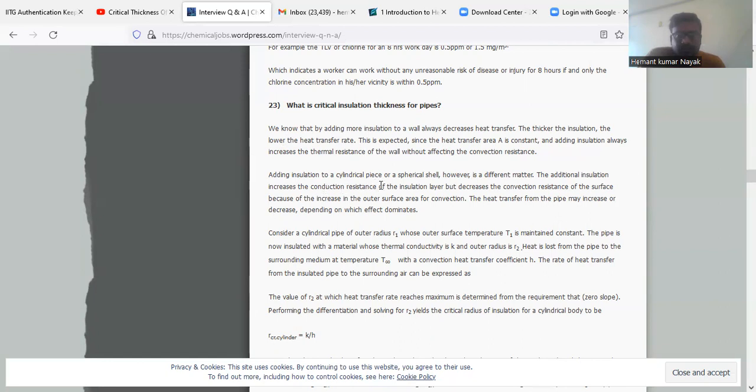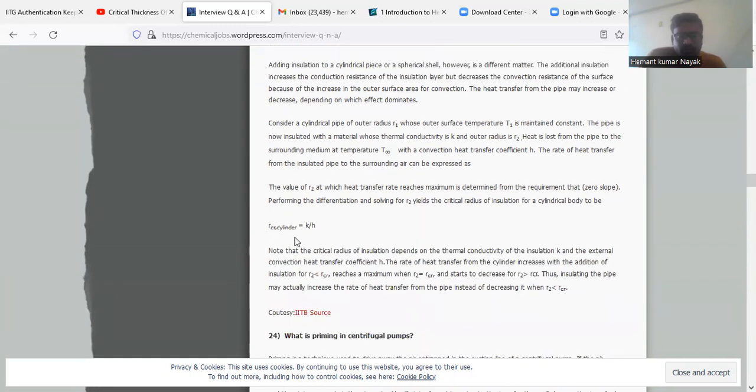Adding insulation to a cylindrical pipe or a spherical shape, however, is a different matter. The additional insulation increases the conduction resistance of the insulation layer but decreases the convection resistance of the surface because of the increase in the outer surface area for convection. The heat transfer from the pipe may increase or decrease depending on which effect dominates. Consider a cylindrical pipe of outer radius. So for a cylinder, the critical radius comes up to k by h.